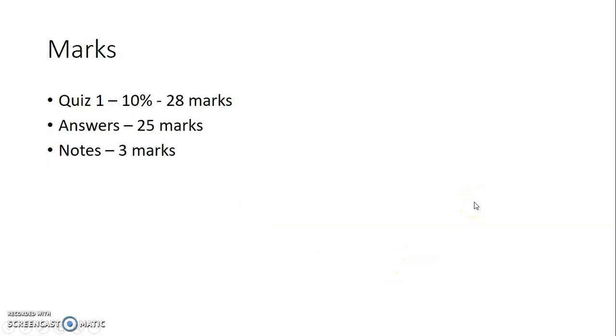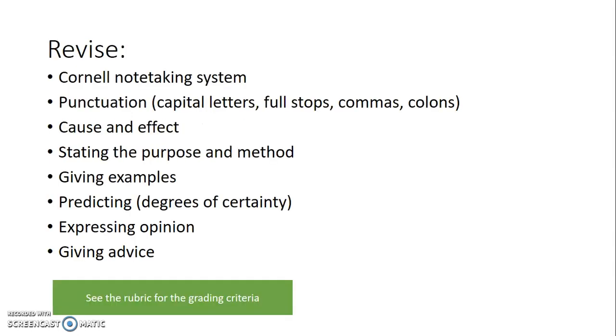You can take a look at quiz 1 rubric to see in detail what you are going to be given marks for. So what you need to revise for the quiz? The Cornell note-taking system, how to do that. So you're supposed to take notes in this system. Using this system, however, you should not write the summary in the end.